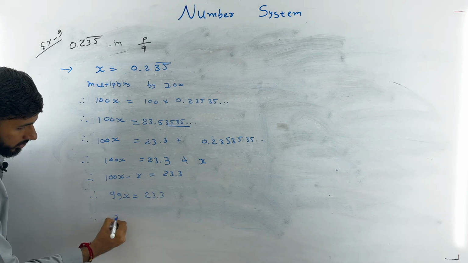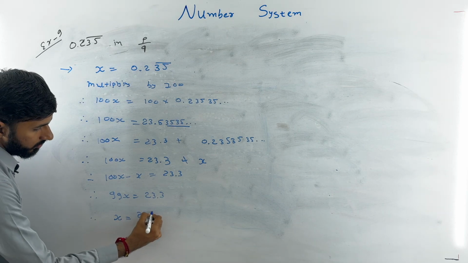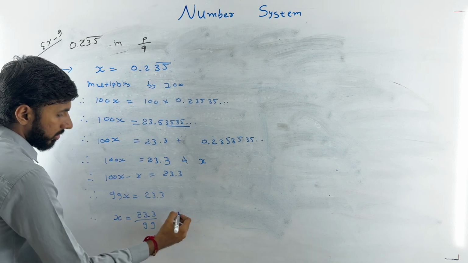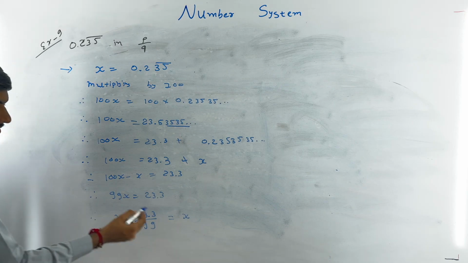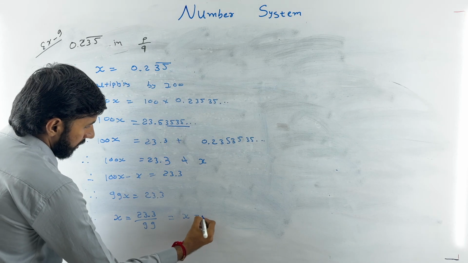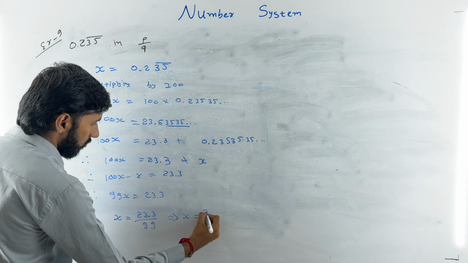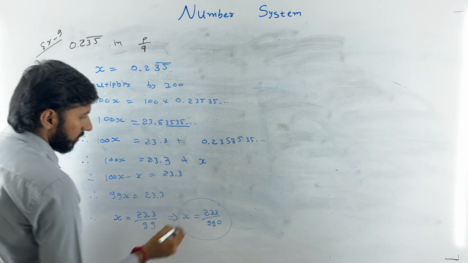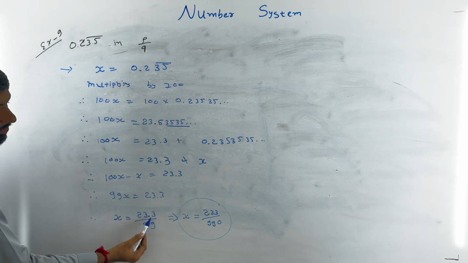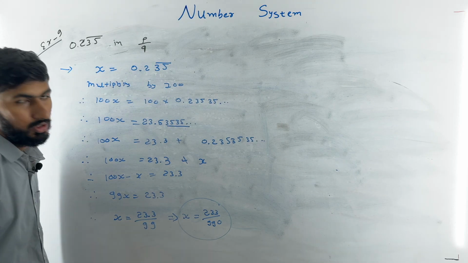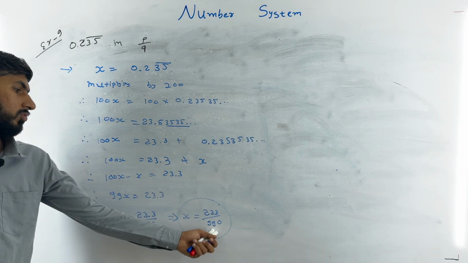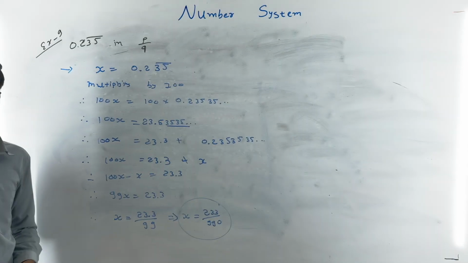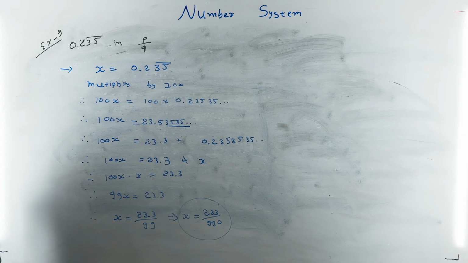Now x equal to 23.3 divided by 99, and if I remove the point from the numerator, I will get the answer x equal to 233 divided by 990, because I have removed the point from the numerator, so I have to add 0 in the denominator, right? So my answer is 233 by 990. So here is our example number 9. Now we will move on to example number 10.